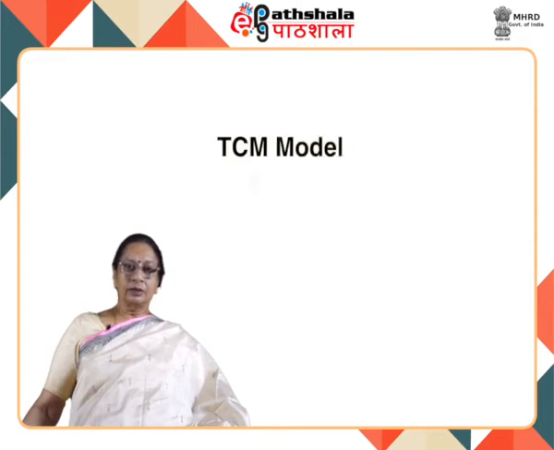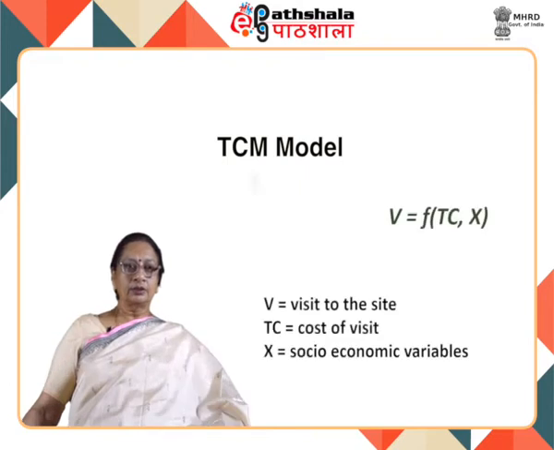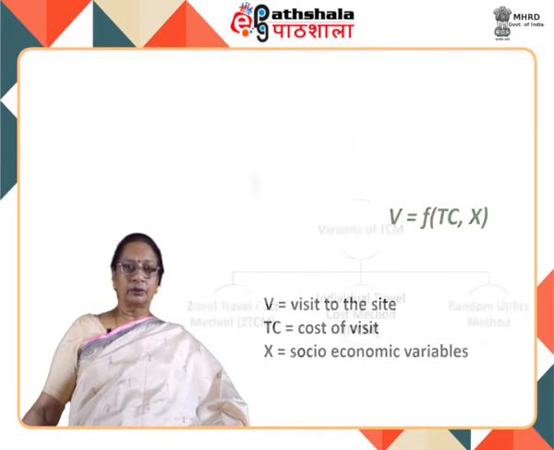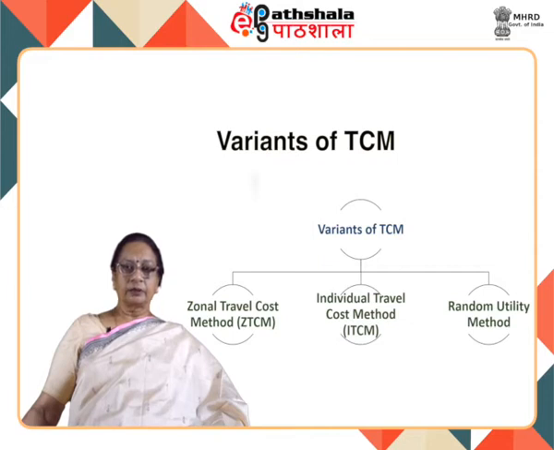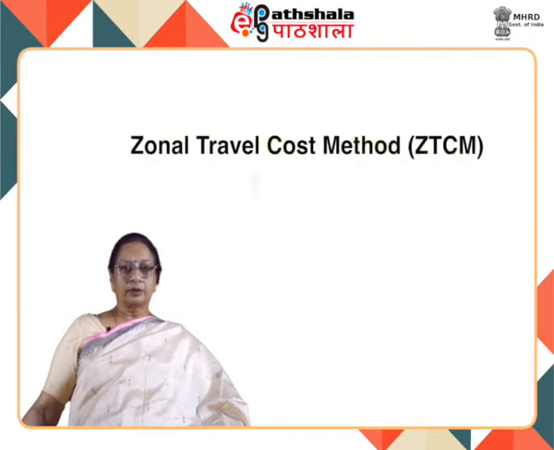A simple TCM model can be defined as V is a function of TC and X, where V is the visit to the site, TC is the cost of visit, and X is the socio-economic variables. Variants of TCM. There are three variants of TCM: zonal travel cost method, individual travel cost method, and random utility method. Zonal travel cost method. To calculate the economic benefit of a recreational site using ZTCM, the zonal demand function for the site is estimated. This is usually done by following the steps given below.